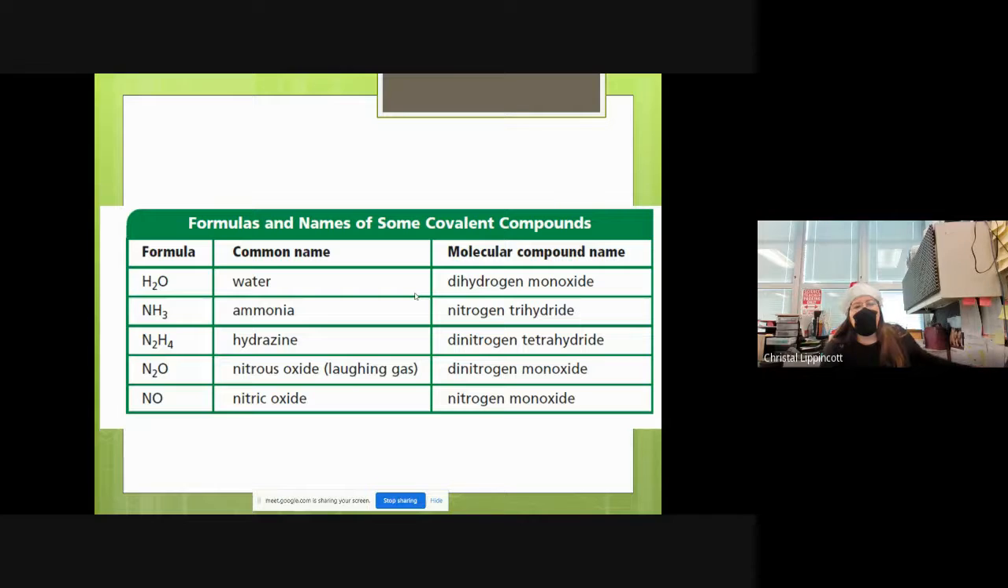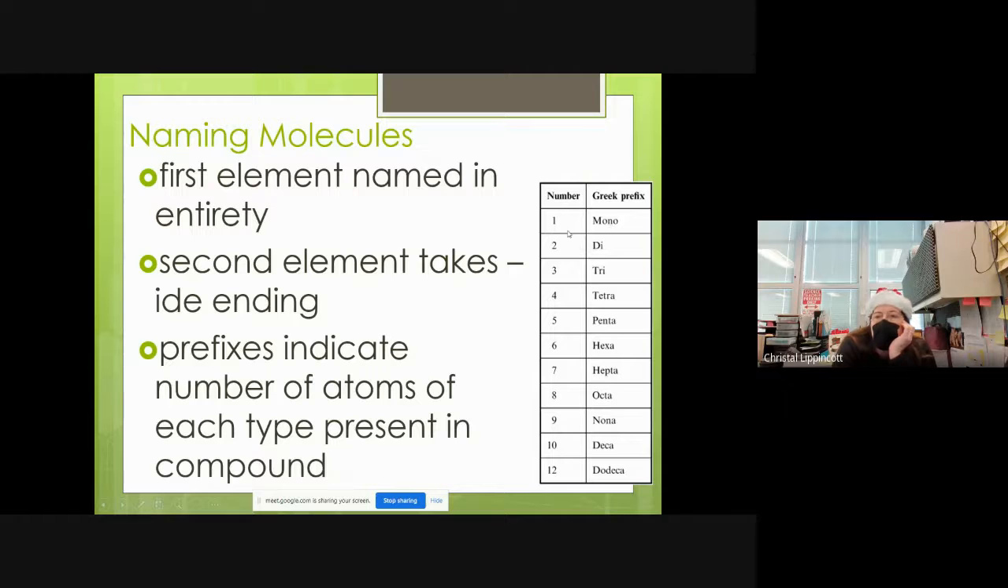When we go through these, if you have more than one of the first element, you have to have a prefix. Oh, let's go back and talk about the prefixes real quick, okay? So the prefix for one is mono, and I think you guys are probably familiar with mono being one. Di is two, so think about divergent. It's diverging into two paths, or divorce. You take two people and break them into two. So di means two. Tri means three. You guys are familiar with triangles, tricycles, that sort of thing.